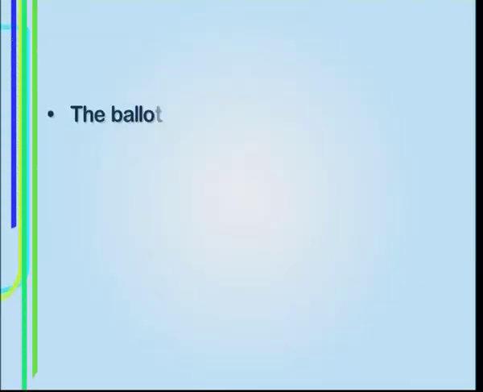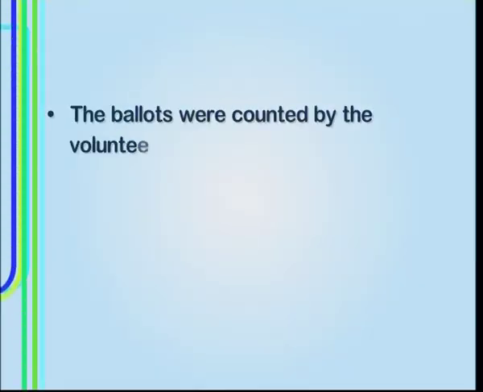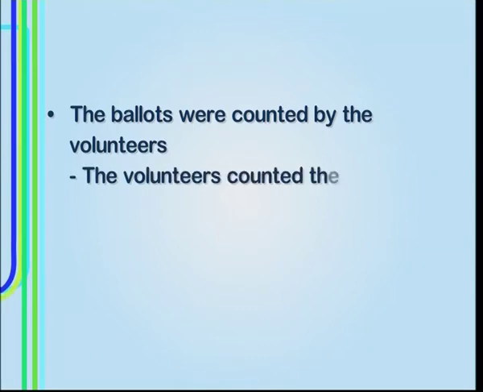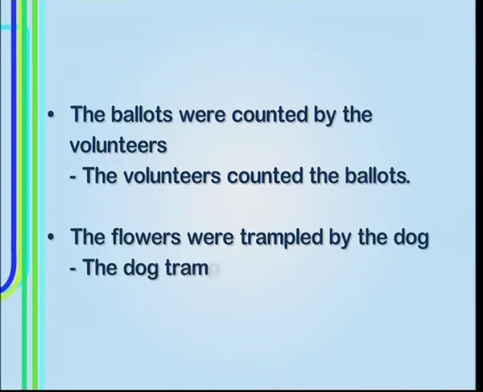Passive sentences usually have more words than active ones, which is one reason the reader has to work harder to get at the meaning. If you have a composition that is too wordy, you may be able to change some of the passive sentences to active ones. Two examples are here. The ballots were counted by the volunteers. The volunteers counted the ballots. The flowers were trampled by the dog. The dog trampled the flowers.